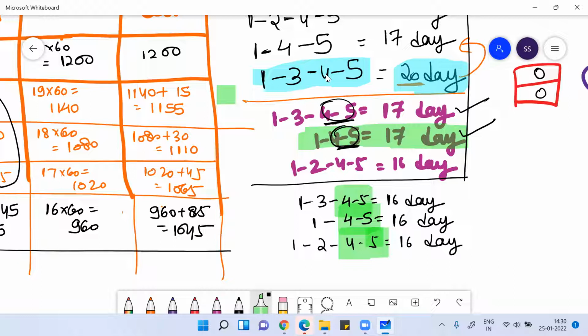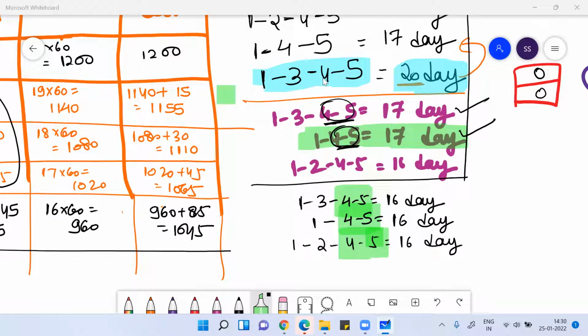Now if you want to crash it further from 16 to 15 days, you cannot crash activity 4 to 5, because that is already crashed. You could crash it for only 1 day, and that you did already. So from 16 days, if I want to make it 15 days, what will I do?